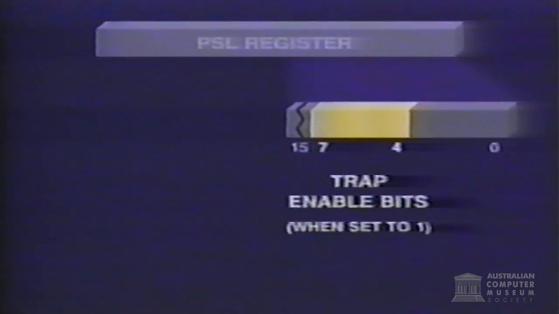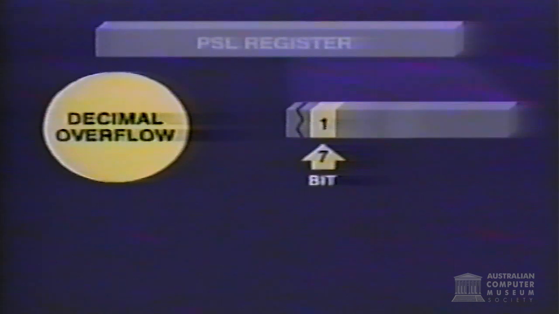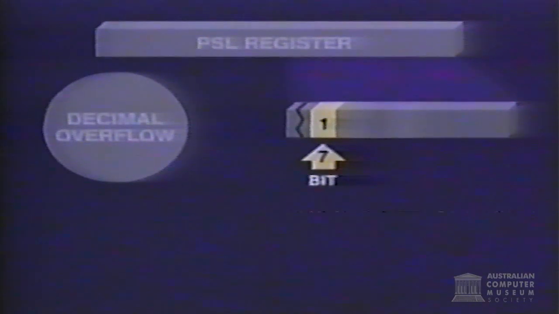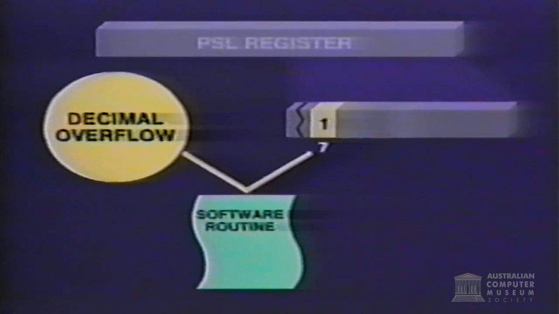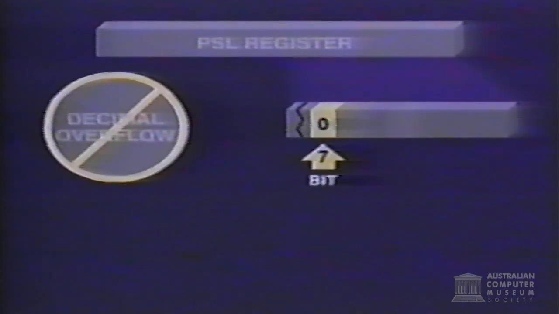If any of these bits are set to 1, they transfer control to a software routine when certain error conditions occur during a program's execution. For example, suppose a decimal overflow condition occurs while the CPU is executing a program. If trap-enable bit 7 is set to 1, the processor responds by executing a software routine that services the decimal overflow condition. On the other hand, if trap-enable bit 7 is a 0, the decimal overflow condition is simply ignored, and the processor continues normal execution of the program. The other trap-enable bits function in a similar manner.